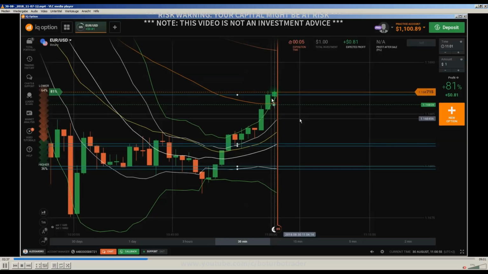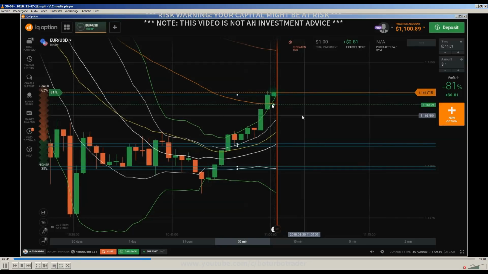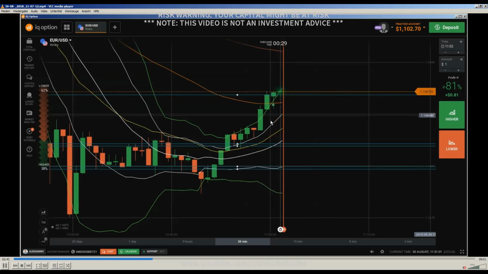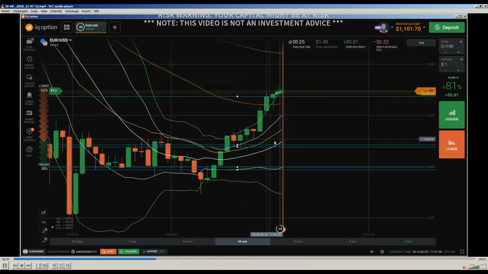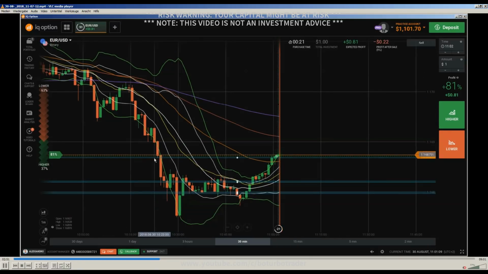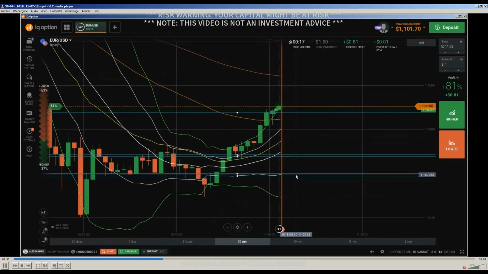but I waited to get a better entry point, and then after price went down, I understood, okay, that will not be a fake breakout, that will be a trend continuation, and that was the reason why I entered then into a call here. It was a call option on support, nothing less and nothing more.